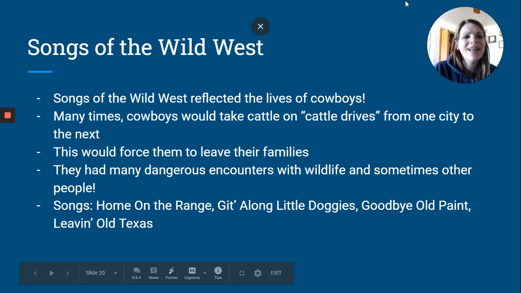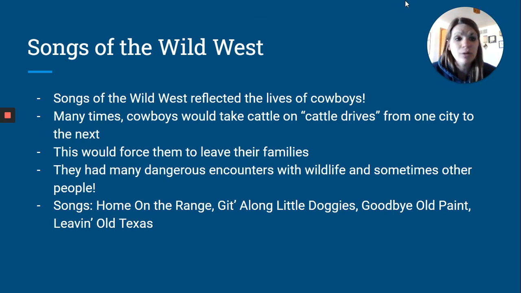So we get a couple things that music was written about, different types or categories that we could group it in. Okay, we have songs of the Wild West. This is when you think of cowboys and old school westerns, if you've seen some of those on TV. That's what we're referring to here. Songs of the Wild West reflected lives of cowboys. And many times cowboys would take cattle on these long cattle drives from one city to the next. And this would force them to leave their families.